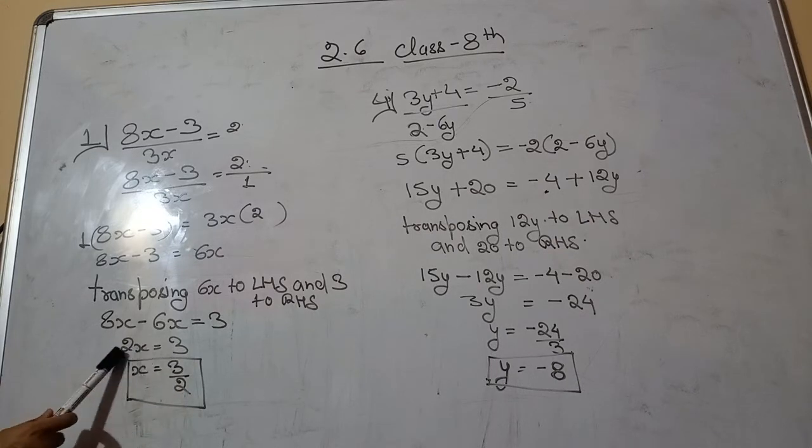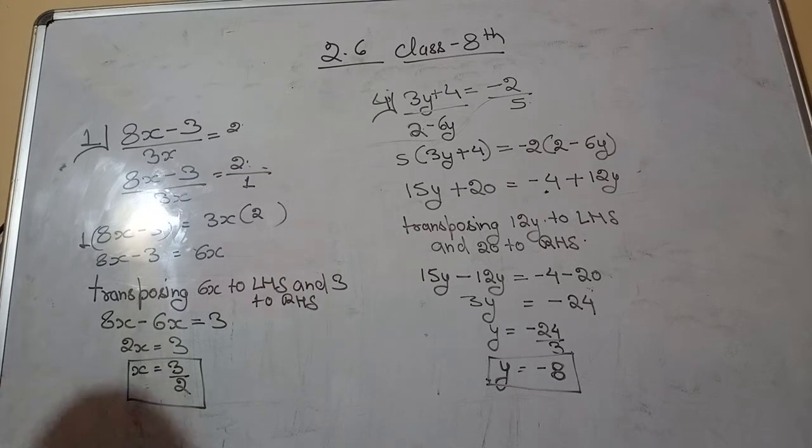Now this 2 and x are in multiplication, so this 2 will go in divide. So what is the answer for x? The answer for x is 3 by 2. You have to do the same thing in question number 3 and 2.